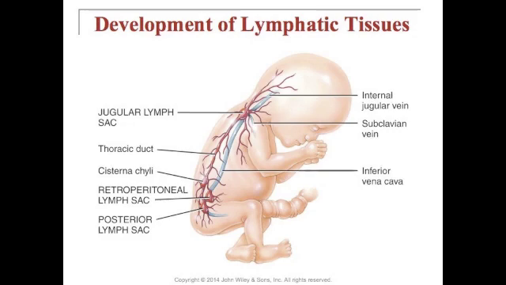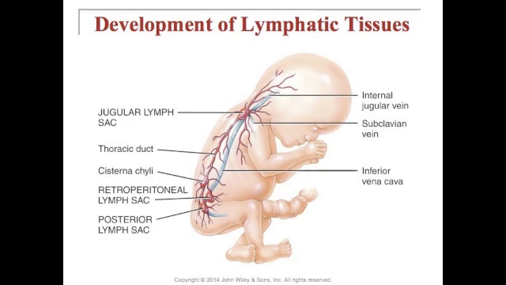At about the time the retroperitoneal lymph sac is developing, another lymph sac, the cisterna chyli, develops inferior to the diaphragm on the posterior abdominal wall. It gives rise to the inferior portion of the thoracic duct and the cisterna chyli of the thoracic duct. Like the retroperitoneal lymph sac, the cisterna chyli also loses its connections with the surrounding veins.